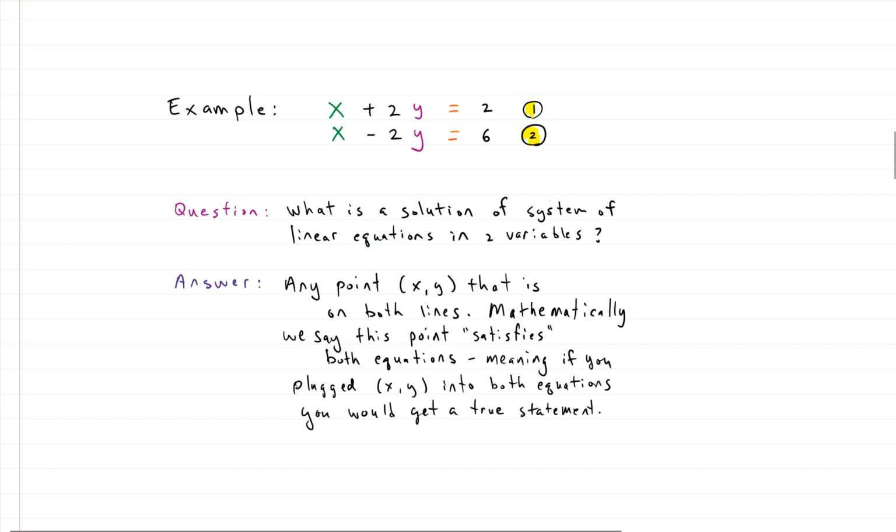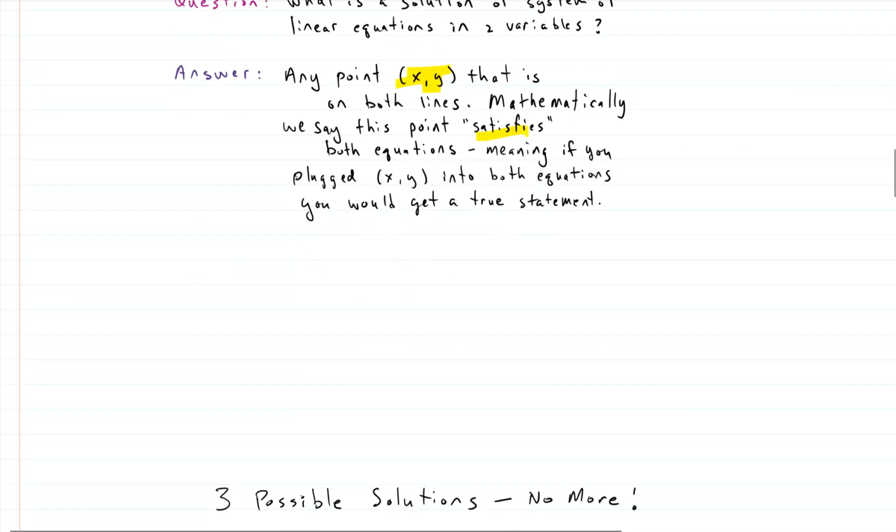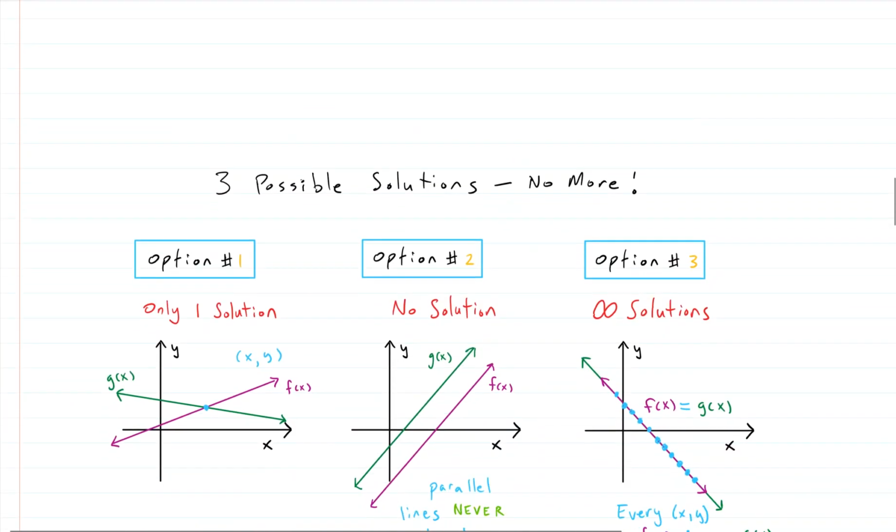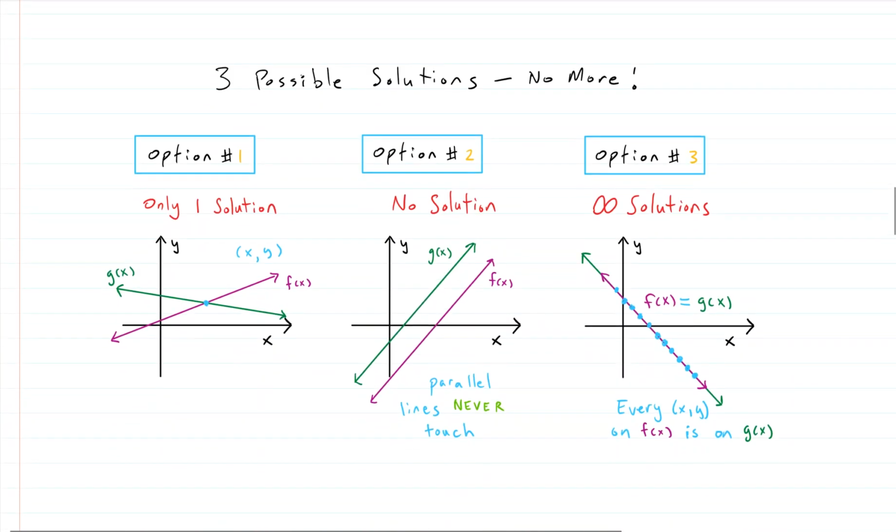And these two equations represent two lines, and a solution to this system would be any point that is simultaneously on both of these lines. So in mathematics, we call that a point that satisfies both equations simultaneously. So if you plug in the xy coordinate to both equations, you get a true statement mathematically. But really, it just means that the point is on both lines at the same time.